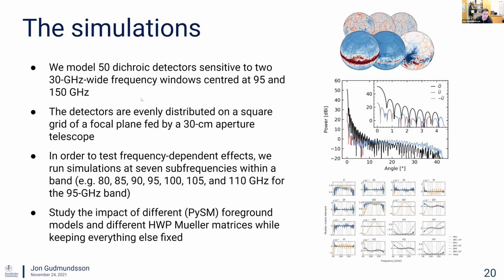So in the simulations that we ran, we modeled 50 dichroic detectors with a 30 gigahertz frequency band centered at 95 and 150. And so we sampled at 7 frequency intervals within those bands. So in the case of 95 gigahertz, we go from 80 to 110 gigahertz in steps of 5 gigahertz. And then we changed the half-wave plate models. We had 1 layer, 3 layer, 5 layer, and we changed the PySM input models to our simulations.